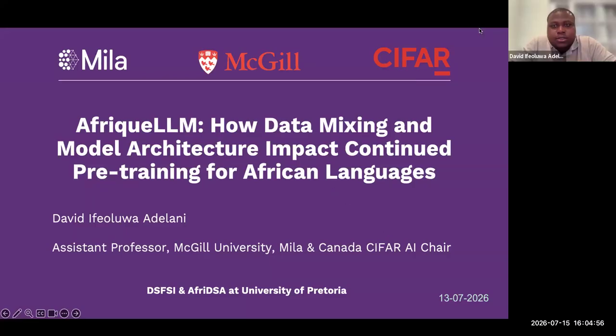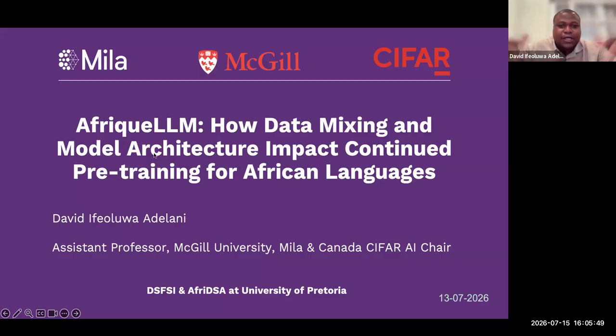Good. So today I'm going to be talking about AfriqueLLM. This is our effort to build or adapt LLMs to African languages. When we started the project, we faced several issues and were thinking, what is the best approach? Should you just throw monolingual data in, and should you try to add some other things to the mixture? And how do you evaluate the model if you don't do post-training? There are so many questions about which architecture to use. So we decided to put everything in the title: how data mixing and model architecture impact continued pre-training, which I see as a practical way of extending LLMs to many other languages.